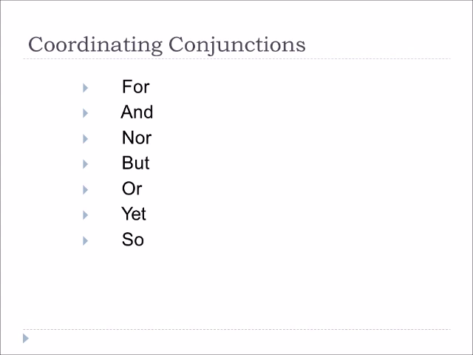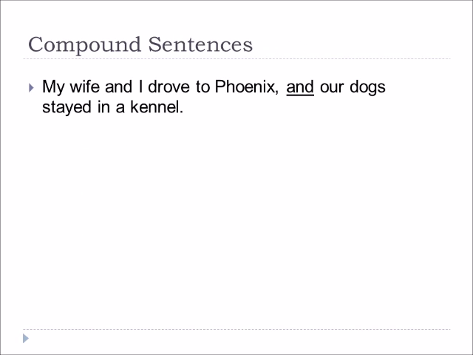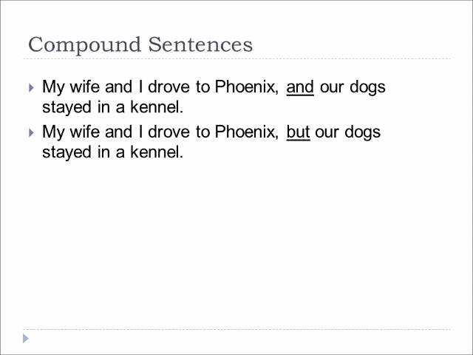In compound sentences, let's see how those work. Example: My wife and I drove to Phoenix, and our dogs stayed in a kennel. Let's look at a different coordinating conjunction. My wife and I drove to Phoenix, but our dogs stayed in a kennel. Now, the only difference in these two sentences is the coordinating conjunction.